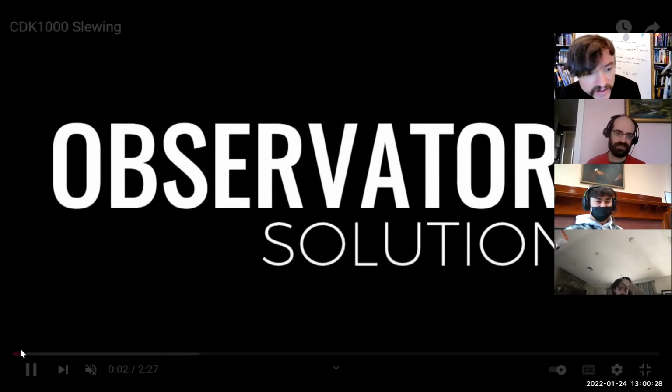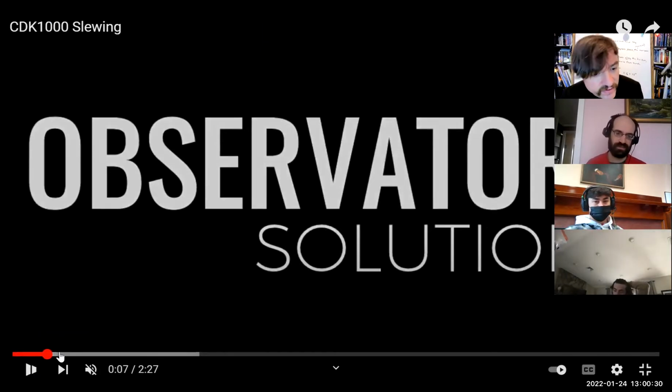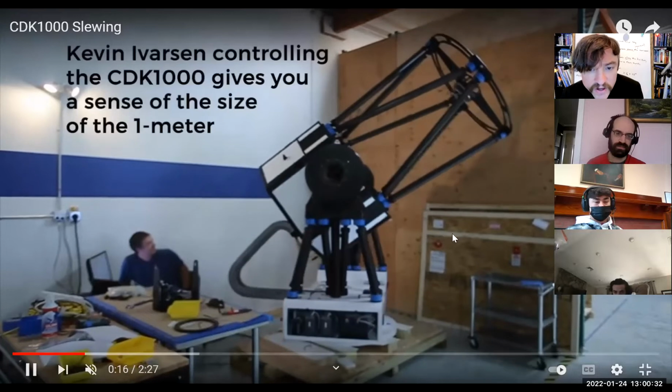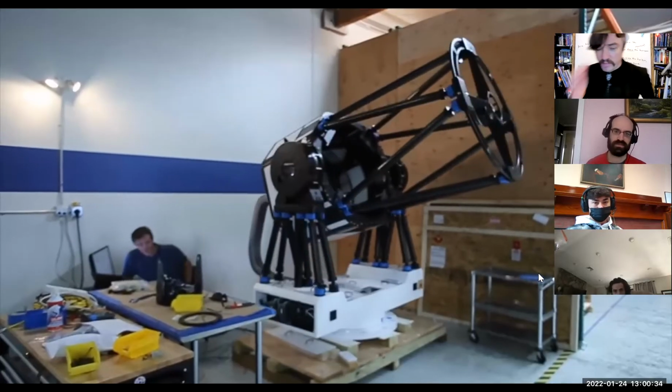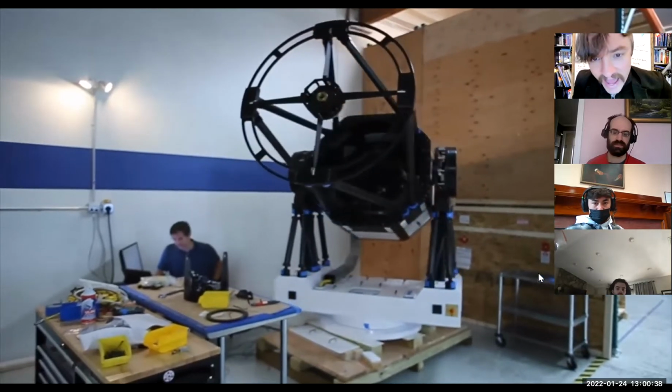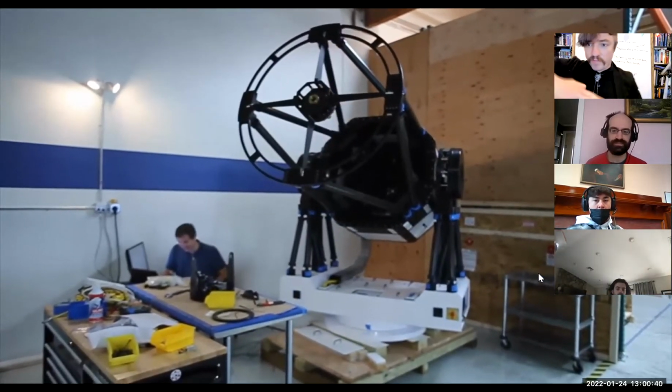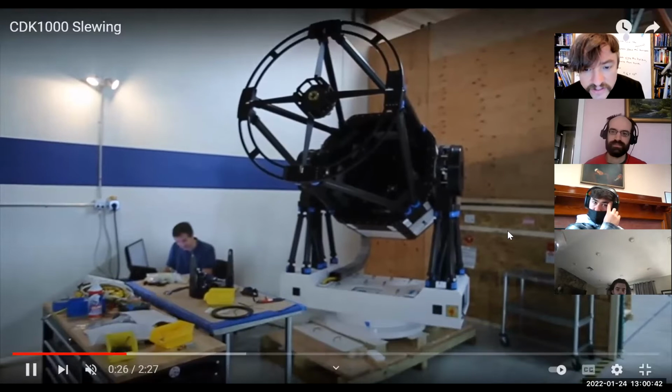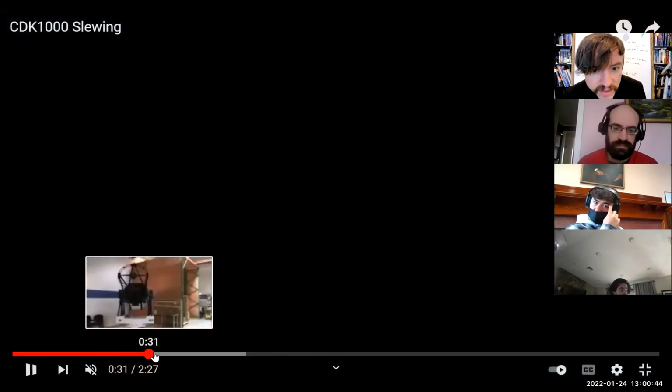Okay, so now the purpose of this video is to demonstrate how altitude and azimuth are used, say, in a telescope. So here they are slewing this in the clean room, and you can see the telescope is slewing around like the turret of a gun in azimuth, and then you'll see the thing go up and down in altitude. So there they were slewing in azimuth.